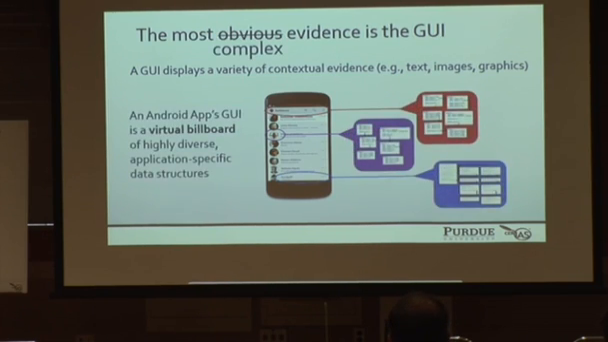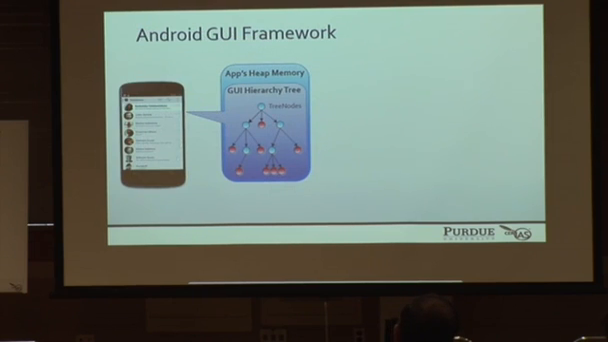Unfortunately for investigators, GUIs are also the most complex form of digital evidence. Each individual application's GUI is a virtual billboard of all these diverse application-specific data structures that build each little component of that GUI. Internally, an Android app's GUI is represented as a GUI hierarchy tree, which consists of tree nodes. Each tree node may be hundreds or even thousands of different data structures. I'm simplifying it here by just showing you parent tree nodes in blue and child tree nodes in red.